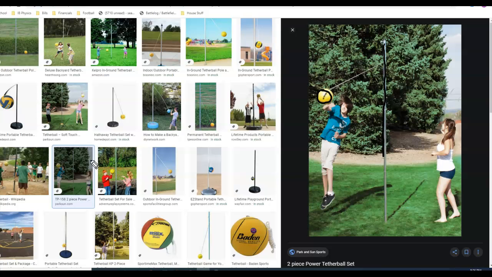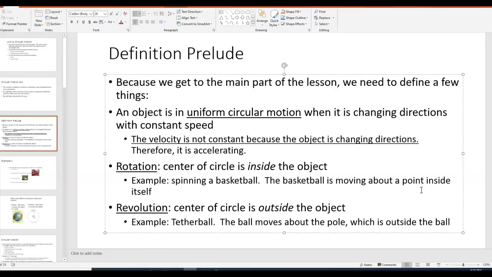Okay, so that's the difference between a rotation and a revolution. In a rotation, the center of the circle is inside the object. In a revolution, the center of the circle is outside the object. Take a look, pause it there if you need to add that to your notes, and then we'll do some examples.